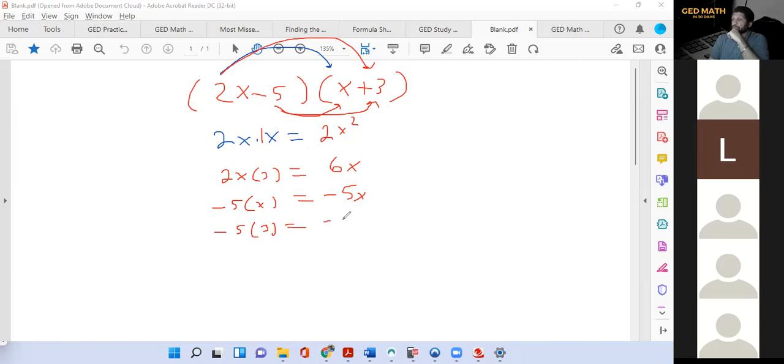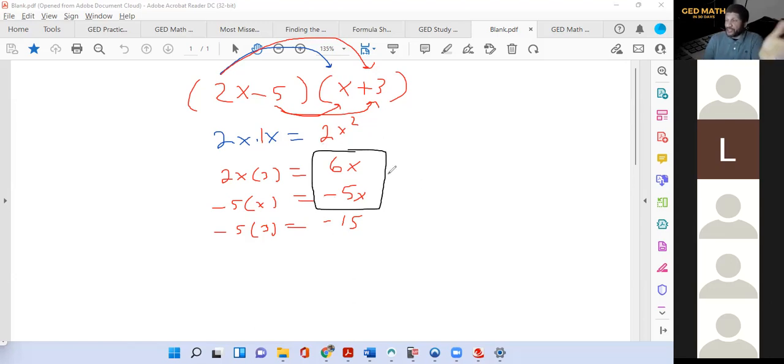Negative 15. So now, I wrote them vertically here so you can see each one is a step. Since we're multiplying binomials, and bi means 2, a binomial times a binomial means you should have 4 terms. So we have 2x squared, 6x, minus 5x, and minus 15. What you should now notice is that these are like terms. Can somebody tell me why I call them like terms?